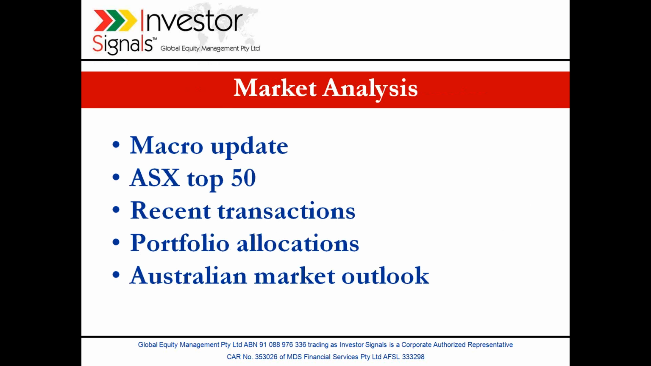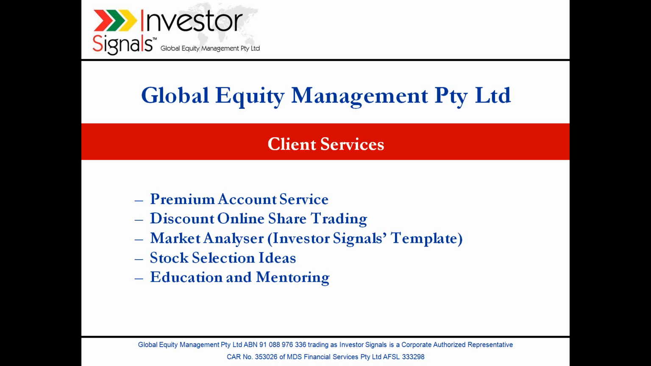Today's format, we look at a quick macro update. We roll through the full ASX top 50 stocks. We review not only our broader portfolio allocations across those top 50 assets, we look at our recent transactions, discuss the derivative overlay that we're implementing, and conclude with a short-term Australian market outlook.